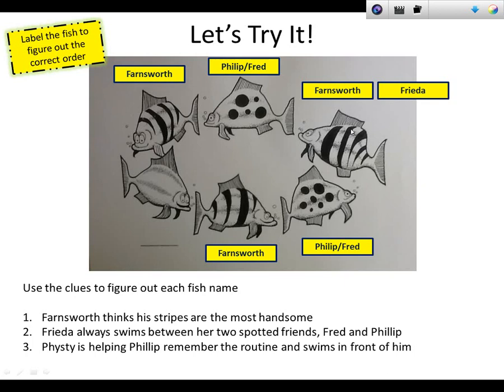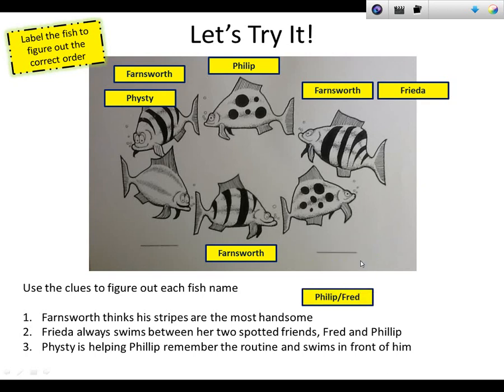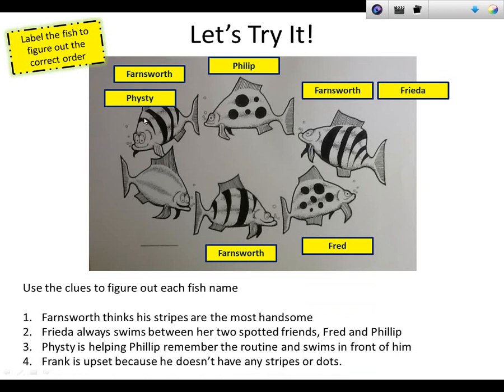Let's look at the third clue. Fisty is helping Philip remember the routine and swims in front of him. So, well, I know that this is Fred or Philip here, and I know that this is Frida, so it can't be Fisty. So I'm thinking that this fish is Fisty, which means it's not Farnsworth, okay? And that means that this is Philip, because he's swimming behind Fisty, and that means that this would be Fred, okay? And this guy is Fisty, not Farnsworth.